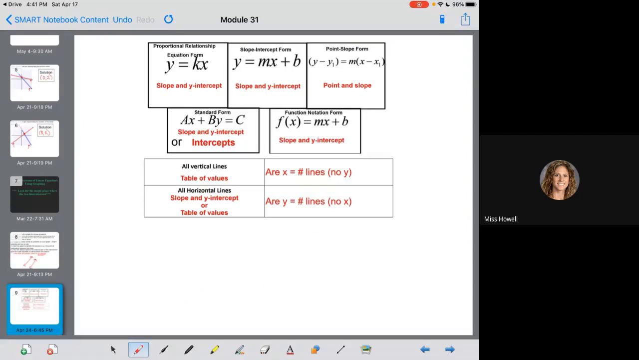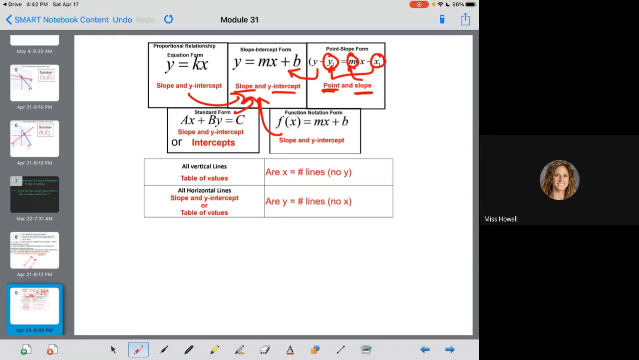If we're given proportional relationship form, slope-intercept form, or function notation form, the slope-intercept method is our quickest, where we use our slope and our y-intercept. If we're given standard form, I can still go to slope-intercept, or I could do a quick little table with the intercepts. And with point-slope form, I would use the point and the slope that I know from the ordered pair and the slope in the problem. Or again, I could rearrange it to y = mx + b and graph from there.